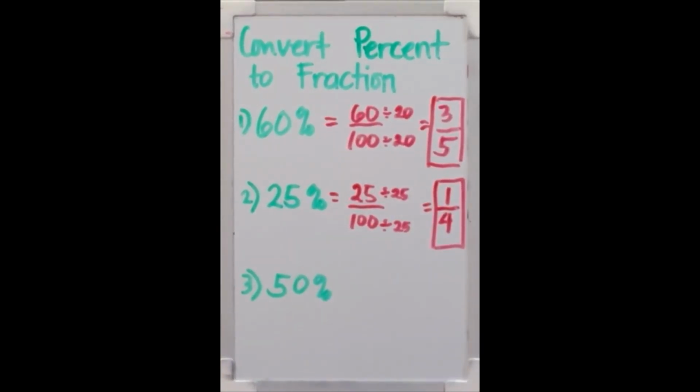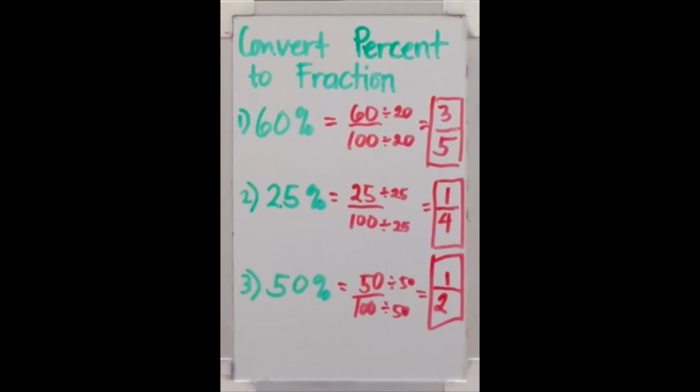The last example is 50%. Again, we will divide 50 by 100 and reduce this number to smallest terms. So divide the numerator and denominator by 50. Now we can divide 50 divided by 50 is 1. 100 divided by 50 is 2. 50% is equivalent to 1/2. So this is how we convert percent to fractions.